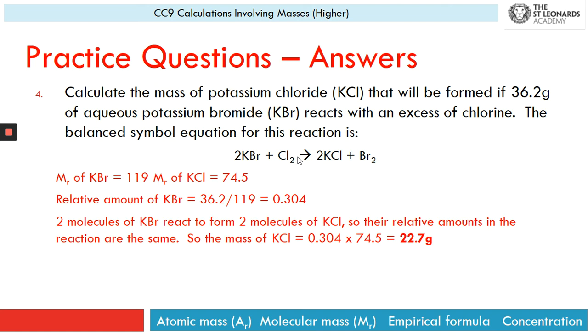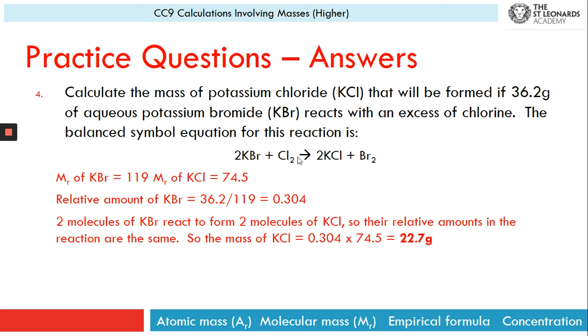Okay, it's that same formula that we've been using all the way through. Moles equals mass divided by Mr. Now, if we look at the ratio, 2 molecules of potassium bromide react to form 2 molecules of KCl, or potassium chloride. So that means it's a ratio of 2 to 2, or 1 to 1. So the relative amounts of the reaction are going to be the same.